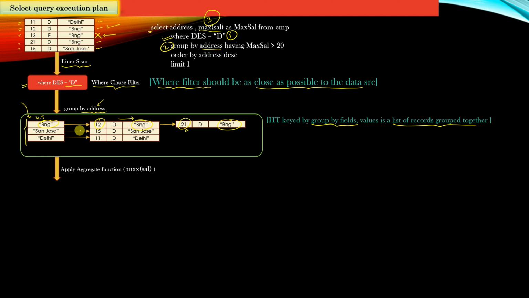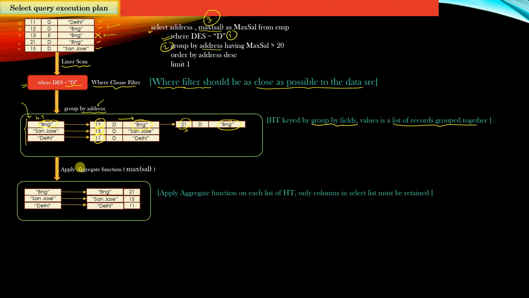Similarly, on the second bucket, since the second and third bucket contain only one record each, the selected maximum salary will be 15 and 11. Alright.